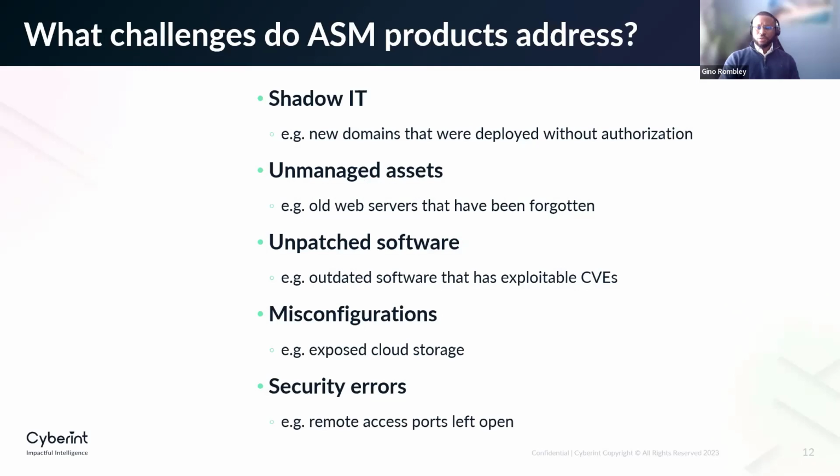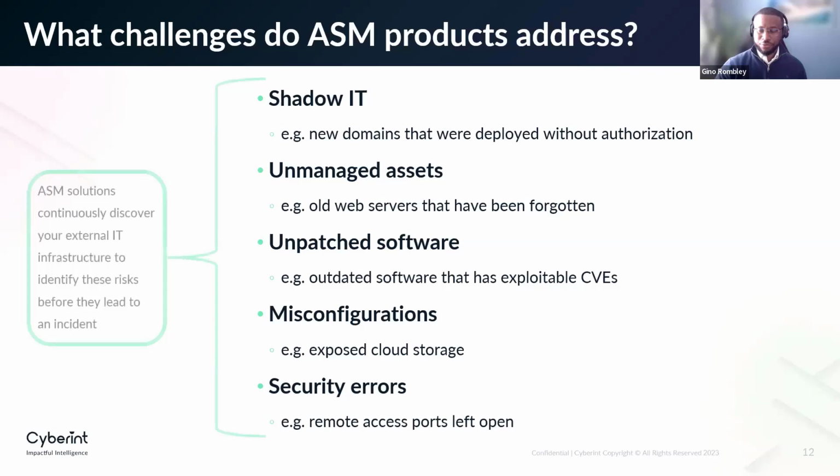So what are the challenges that ASM products address? Shadow IT: I spin up a new infrastructure that I'm not aware of, with new domains that were deployed without authorization. Unmanaged assets: servers that have been forgotten, someone forgot they were still running. Unpatched software: outdated software with exploitable CVEs that a team is not aware of. Misconfiguration, which happens most times when you're leveraging cloud infrastructure, and security errors that lead to remote access and ports left open.